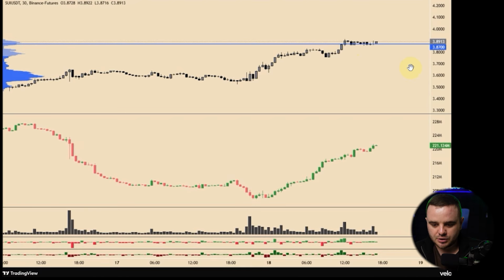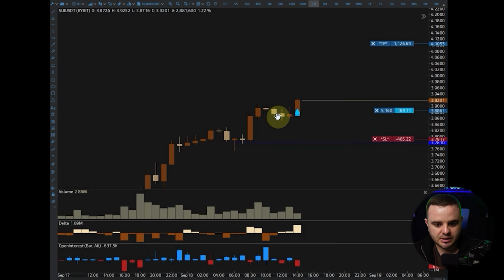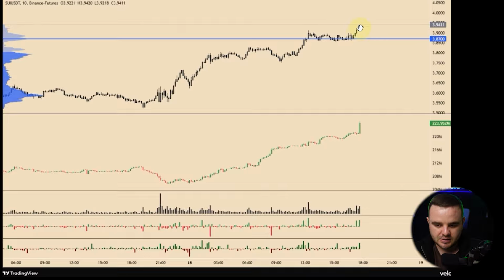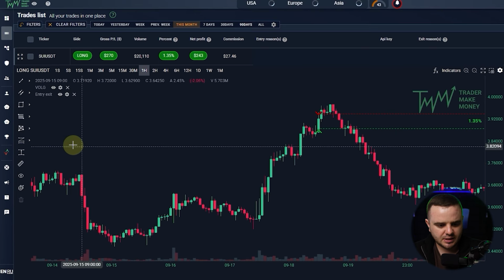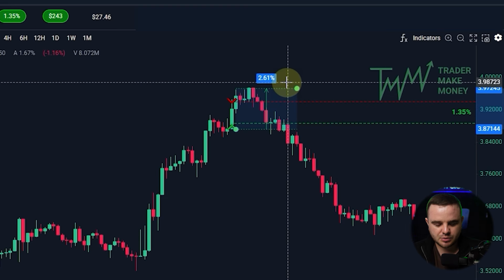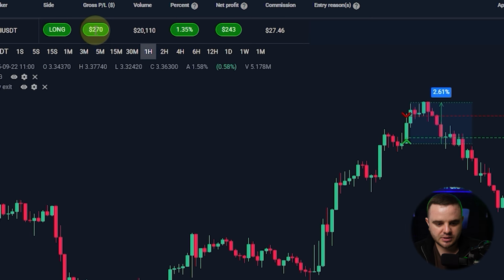Again, I took such a beautiful long trade after, as you can see, consolidation for several hours. It is a 1 hour candle. 1, 2, 3, 4, 5, 6, 7 one-hour candles. And what after that? They did rise for 3%. I took only a small part because it was a scalping trade, 2.61. And I closed here at 2.70. With commission, it is 243 net profit.